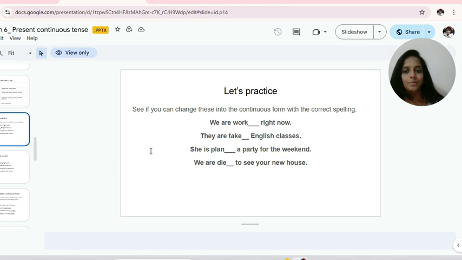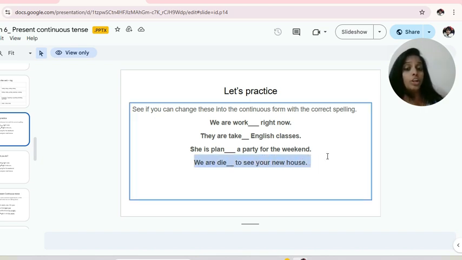And let's practice. We are work dash right now. So just see if you can change these into continuous form with the correct spelling. You can pause the video and take your notebook and pen, start writing, do it by yourself. Anyway, I will also read it for you and we'll see the correct answers in the next slide. They are take dash English classes. She has planned dash a party for the weekend. We are die dash to see your new house.